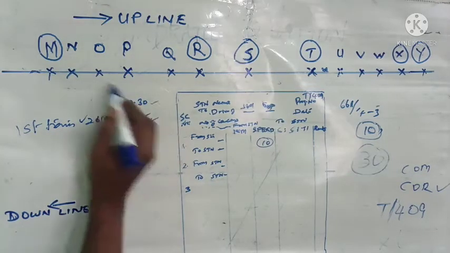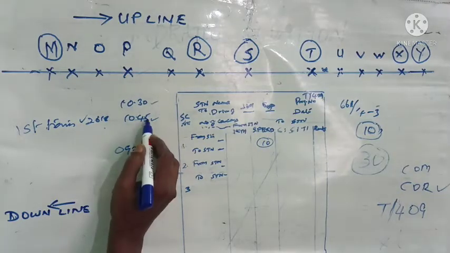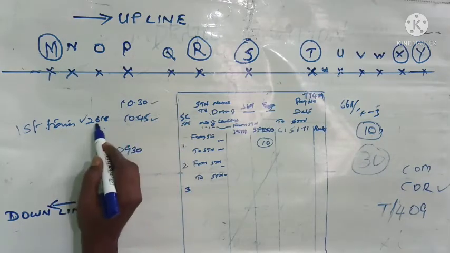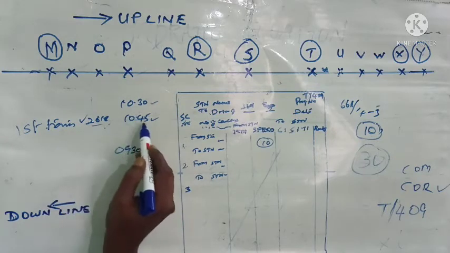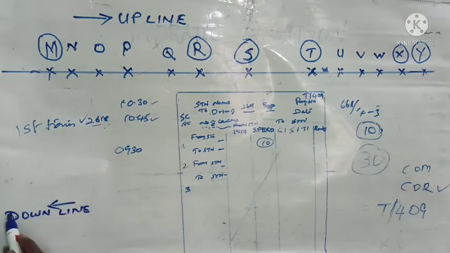Say at 10:30 station M has got this message. At 10:45 only the next train is to leave at station M. Let us take the first train as 2618. So for this 2618 express train, the station master will issue caution order.